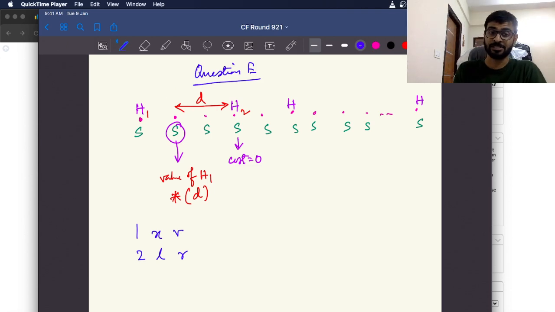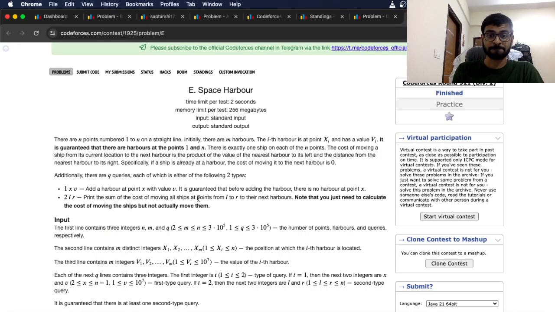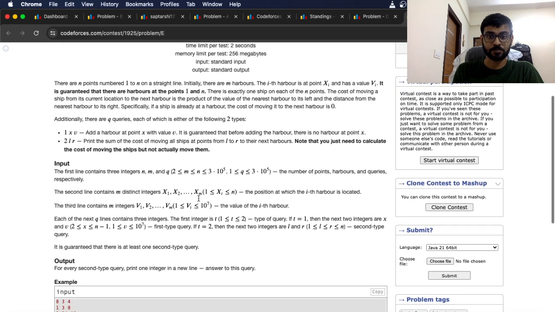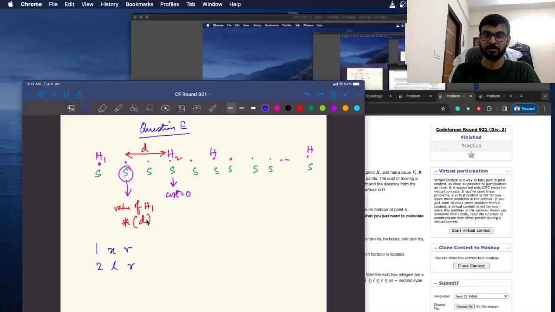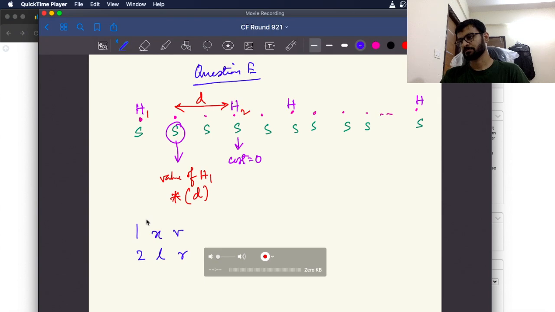Fine. What next? The next point is, you don't need to move the ships. The ships will remain where they are. You just need to calculate. Fine. Now coming back.